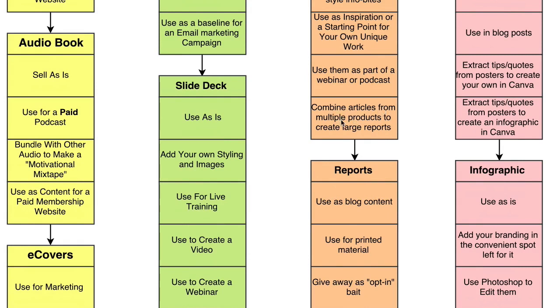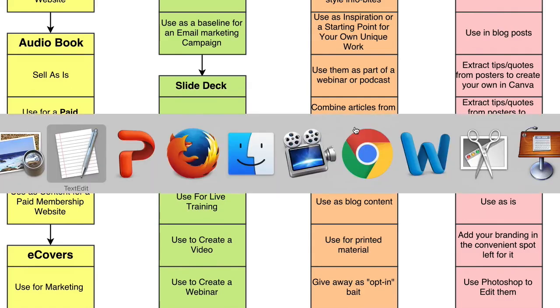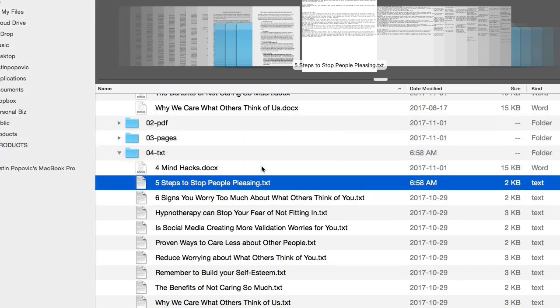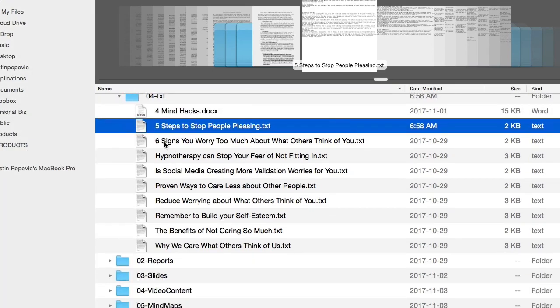And then this is one of my favorite things to do with articles. Combine the articles from multiple products to create larger reports. So if you own PLR from multiple vendors, or maybe you've bought a number of our packages, you could be sitting on 10, 20, 100 articles that look like these here, right? So you go through your hard drive and you think to yourself, man, I've bought a lot of PLR in 2017 or whatever year we're talking about here.